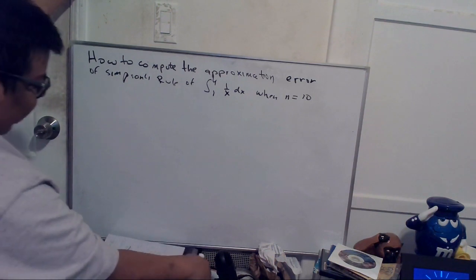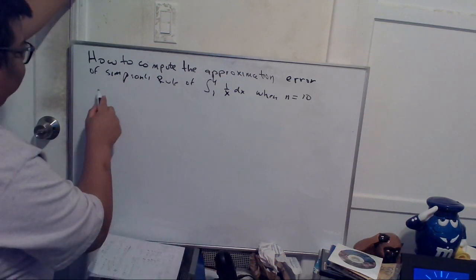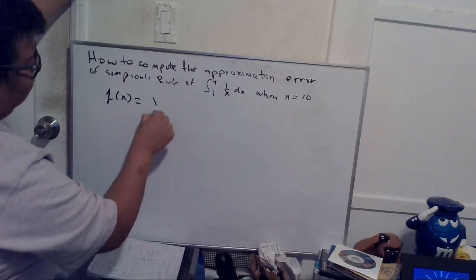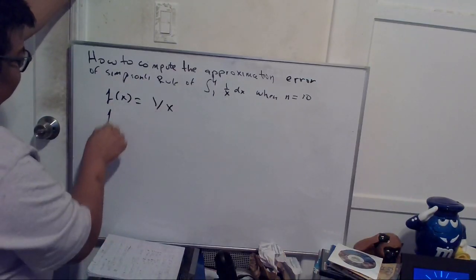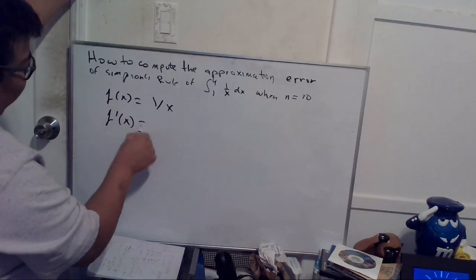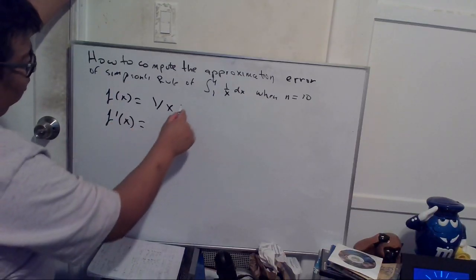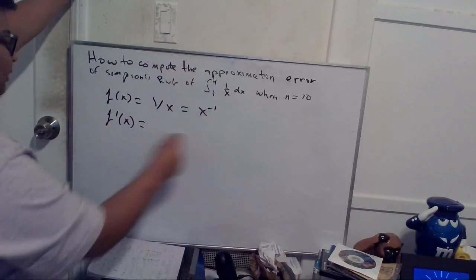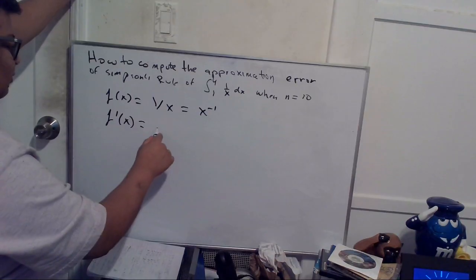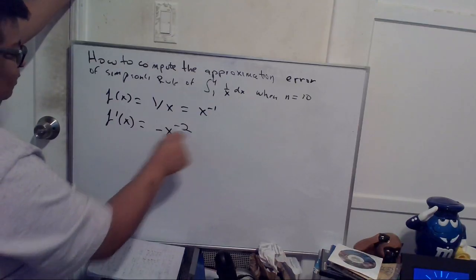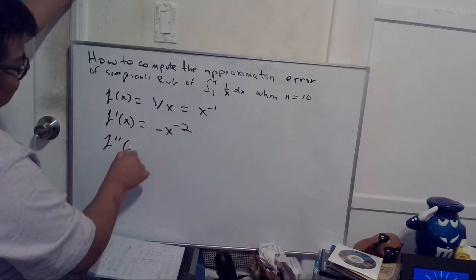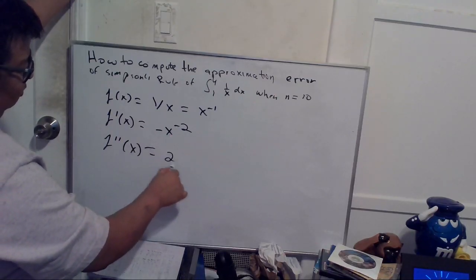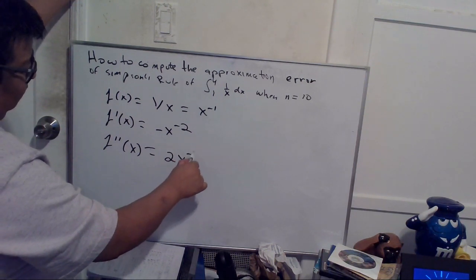First we're going to find the fourth derivative. f of x is equal to 1 over x, which is the same thing as x to the minus 1. The first derivative is negative x to the negative 2. The second derivative, dropping down the negative 2, is 2x to the negative 3.